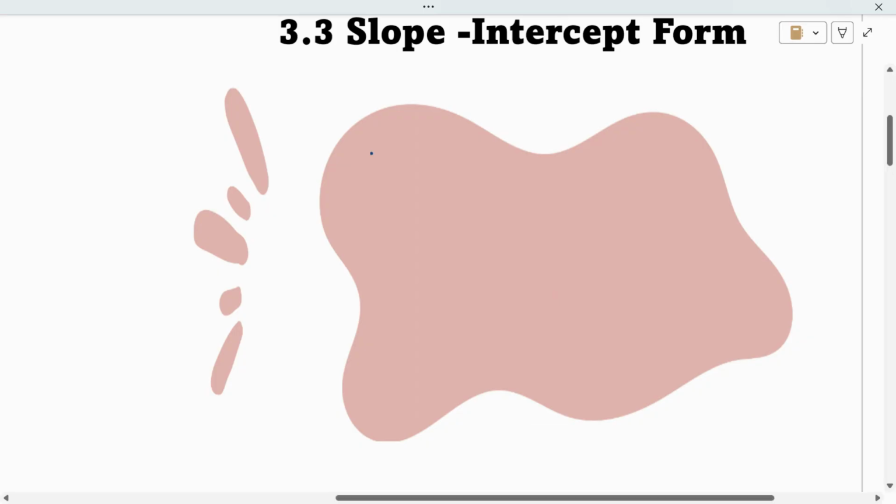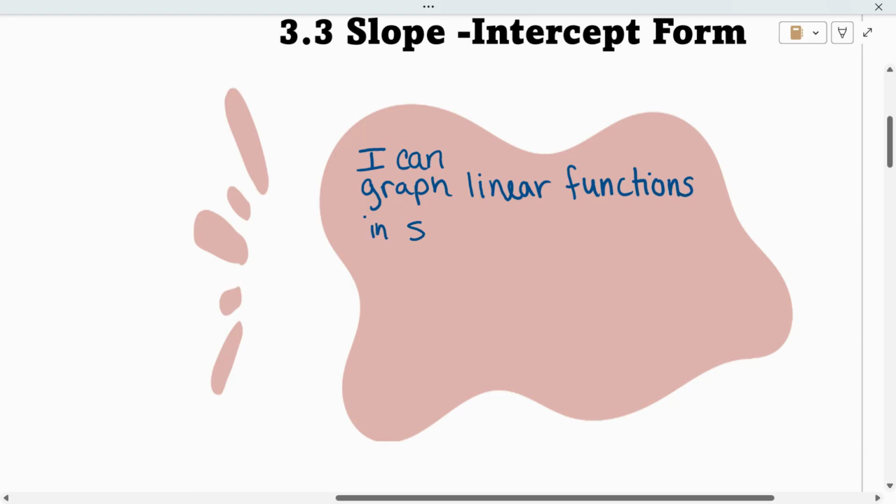So lesson 3.3 says I can recognize, oh, sorry, that's 3.2. Let me erase that. I can graph linear functions in slope-intercept form.